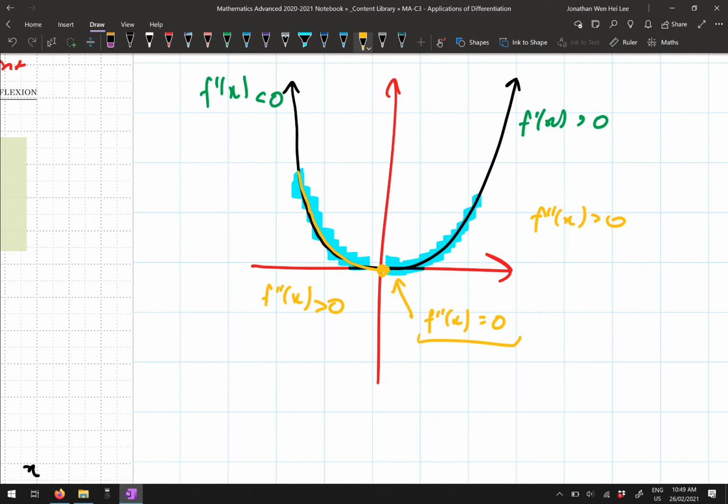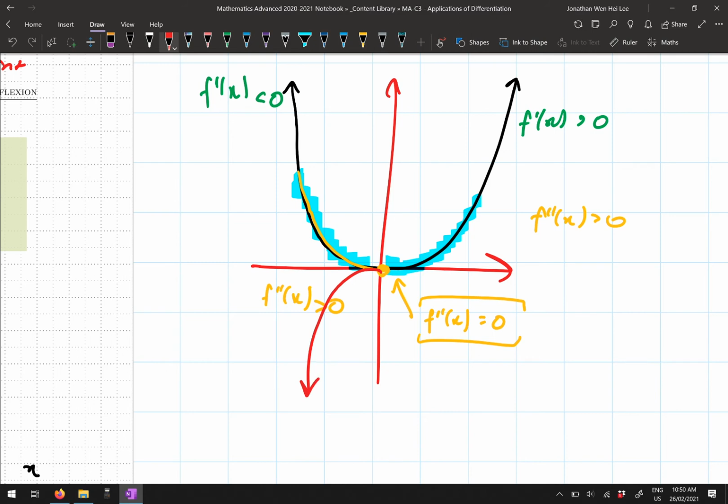Okay. So for a point of inflection, we do need to have this condition that f double dash x is equal to 0. But in order for this to be a point of inflection, we need one side to be concave up and one side to be concave down. So we need a change in concavity.